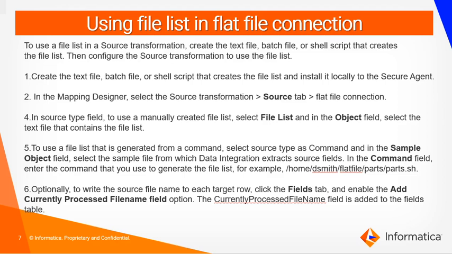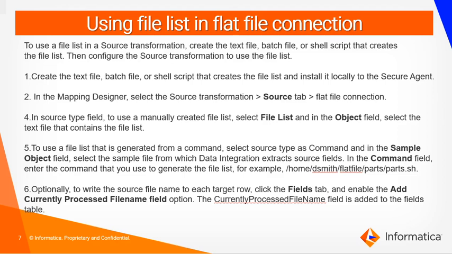To use a file list that is generated from a command, select source type as command, and in the sample object field, select the sample file from which data integration extracts the source fields. In the command field, enter the command that you use to generate the file list. For example, paths.sh. Here, paths.sh would include the script to generate the file list.